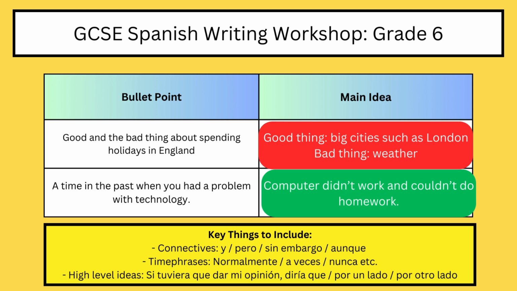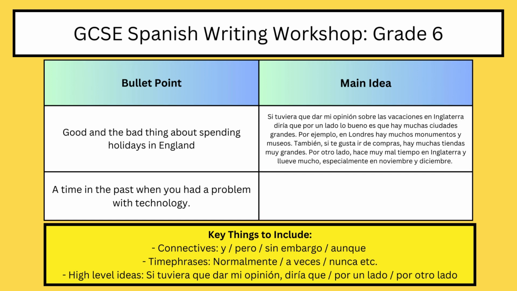Now, these are ones that I've looked at with my students. Si tuviera que dar mi opinión, diría que. If I had to give my opinion, I would say that. And then using por un lado, por otro lado, on the one hand, on the other hand. So if we look at an example of this now, the first one, the good and the bad thing about spending holidays in England, this is a model answer. The student himself hasn't come up with this, but this is one that we've worked towards.